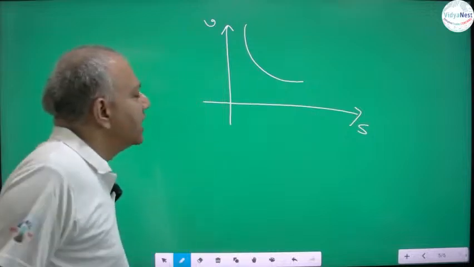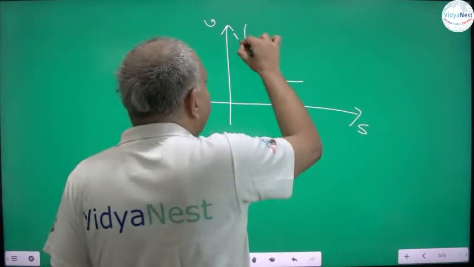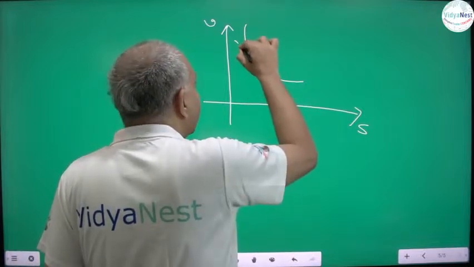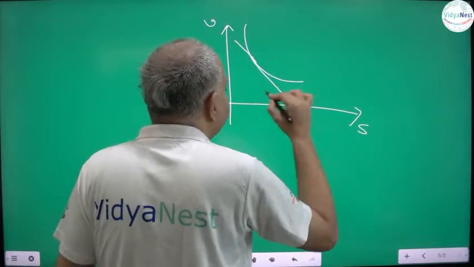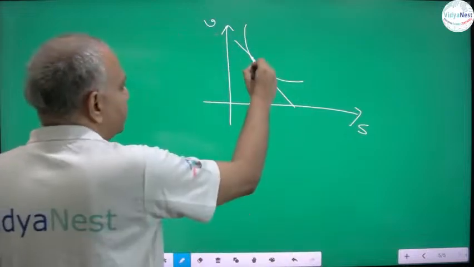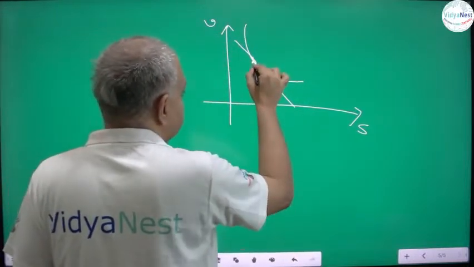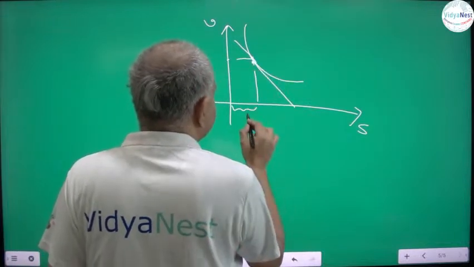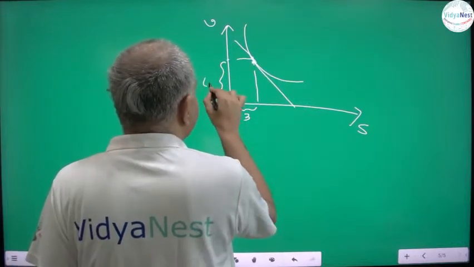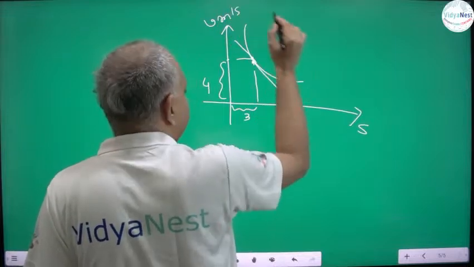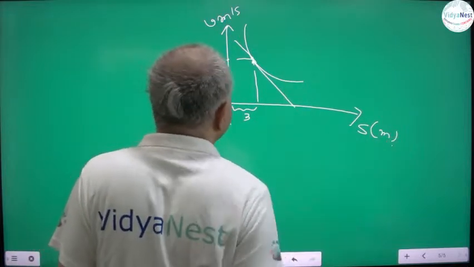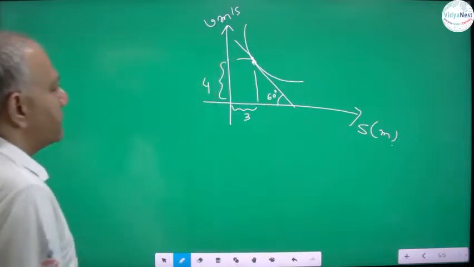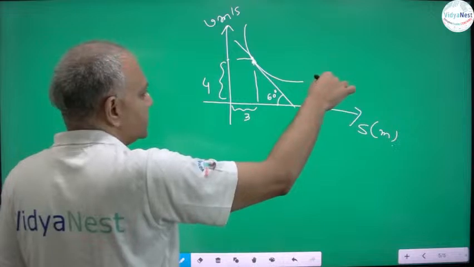Let us think that at a certain point I am going to have a tangent, like this, at this point. Suppose this is 3 and this is 4. I can think this is meter per second and this is meter. I am going to think that this angle is 60 degrees. This is a velocity-displacement graph.